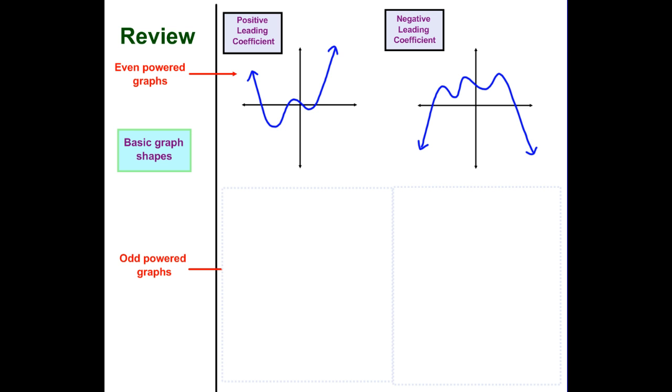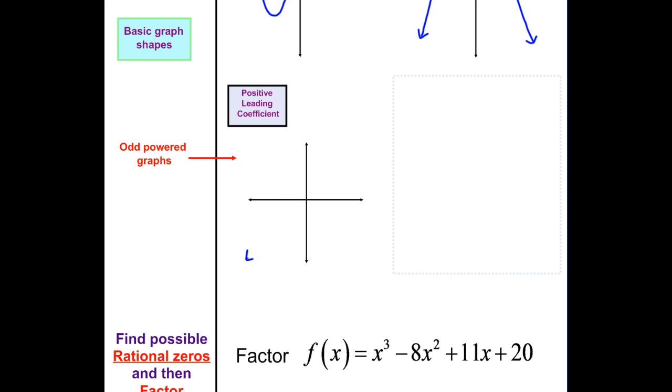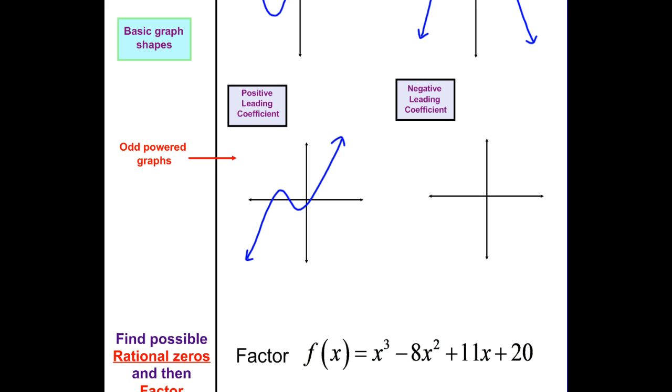Now it gets a little bit different when we're talking about odd powered graphs. When I have a positive leading coefficient in an odd power graph, we're going to start down and then we're going to end up. So here's a third power. We're starting down, ending up. When we have a negative leading coefficient, we're going to do the opposite of that. So we're going to start up and we're going to end down.